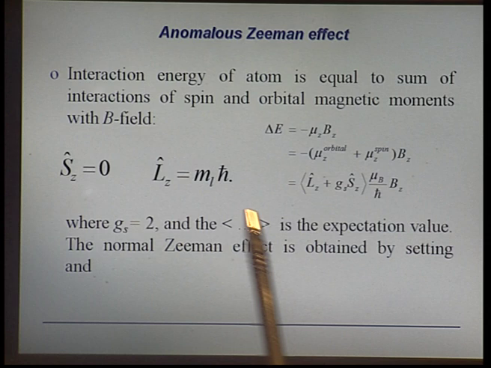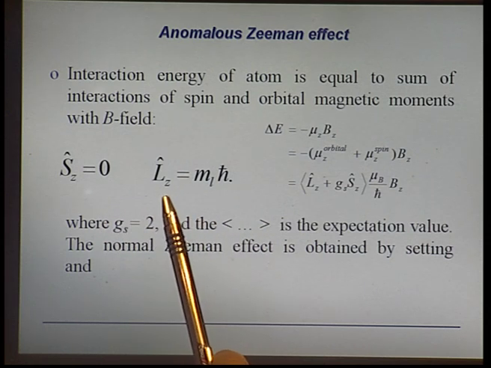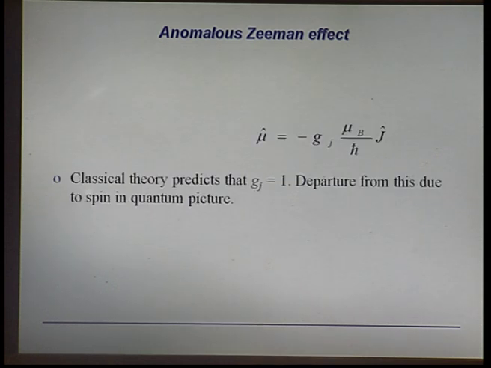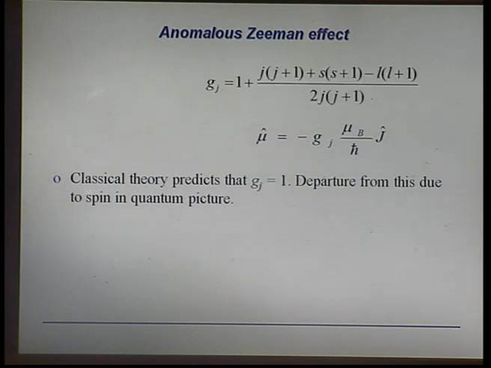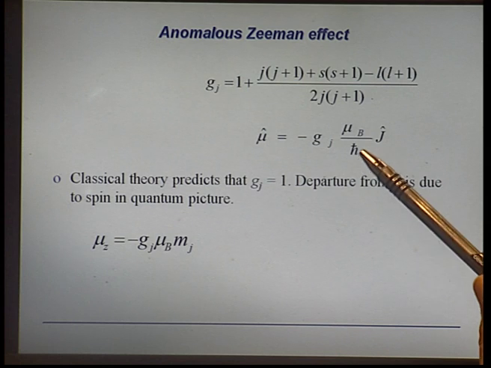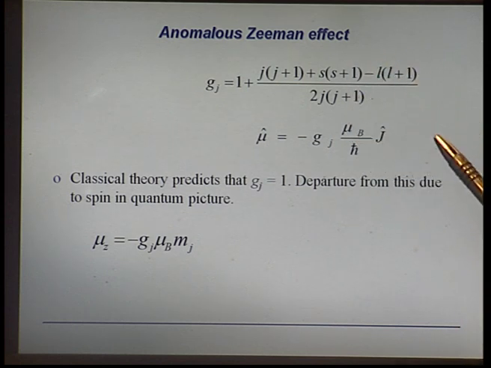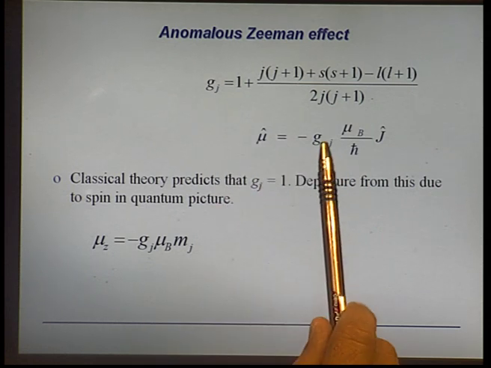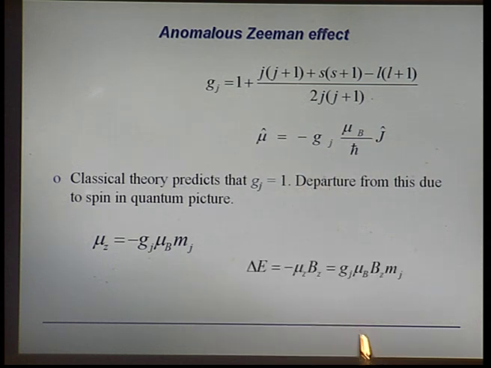In the anomalous Zeeman effect, when Sz is equal to 0, Lz will be ml h bar. Mu is equal to minus g mu B by h bar into J. These two are based on quantum mechanics as well as wave mechanics, while this one is based on the classical theory provided by Lorentz. Here g is called Lande's splitting factor. You will find delta E, the change in energy, is given by this.